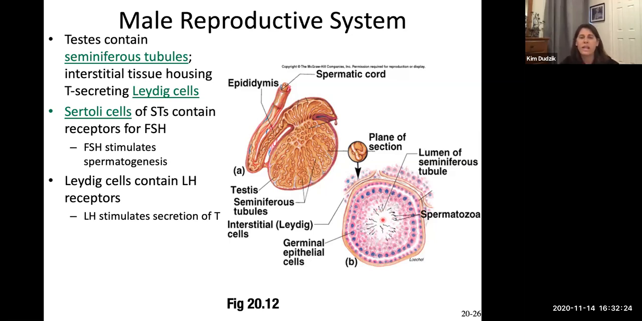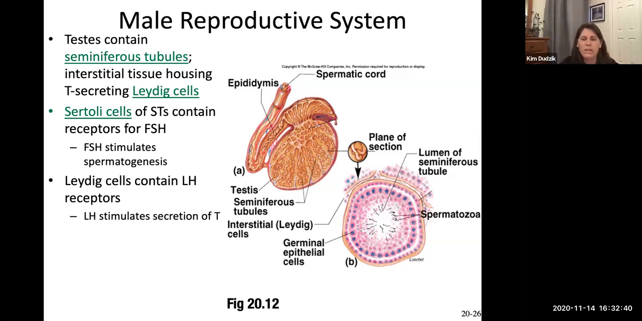And so they're inside of there. And then we'll see that there's fluid inside of there, and that current will kind of move the sperm through the tubules out toward the epididymis.